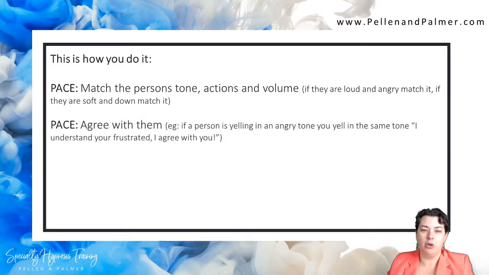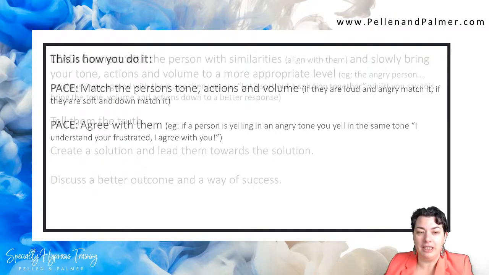Then the second step is called pacing again. So you're going to agree with them. So let's say, for example, we have an angry person in the room and they've decided that they want a refund of some sort or whatever. And they're just like, I hate this place and I want a refund and I've had enough of this. Well, you're going to match that person's tone, their volume, and their action, and you're going to agree with them. So you will say to them, I completely understand. I hate this place as well, and you absolutely deserve a refund. So you're going to match that. So this is called pace, and then you're going to lead them.